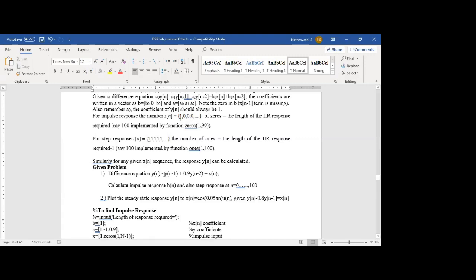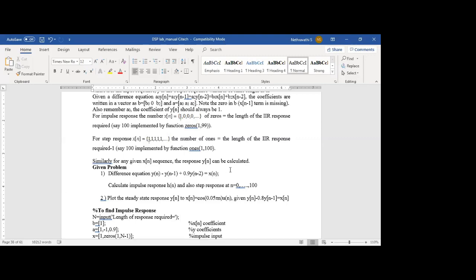Here we can see y of n, y of n minus 1, 0.9 into y of n minus 2. It is nothing but the past samples of the output itself. If past samples are there with respect to the output, then it is an infinite impulse response only. It is not a finite impulse response. That's what I'm trying to explain here.